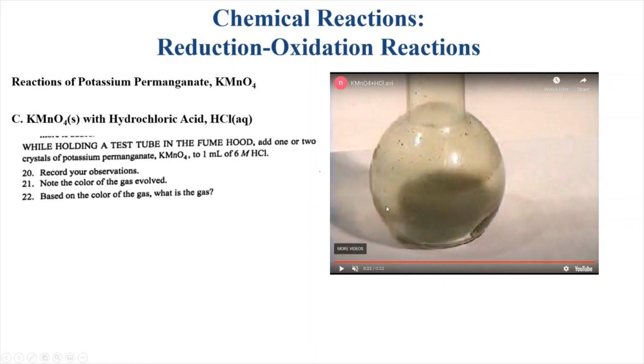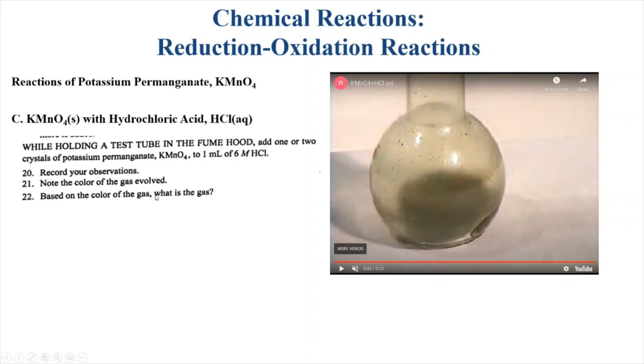Now, even if you were in lab, you would see exactly the same thing. So you have to think about the identity of the gas that was created. You have to think about what atoms are present in the 2 different types of reactants. This gas has a color to it, and you're going to want to look at table 1 along with the atoms that are in these 2 reactants to decide which gas was evolved. So you're going to want to record your observations, note the color of the gas that's evolved, and then based on the color of the gas, identify it.